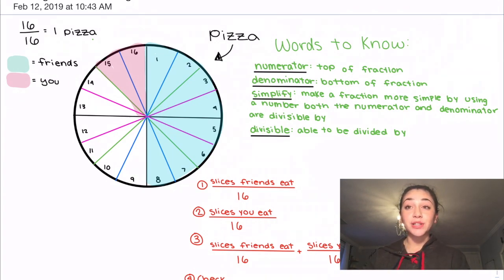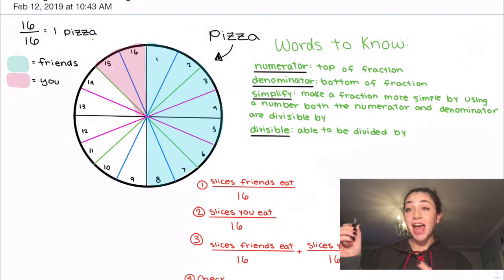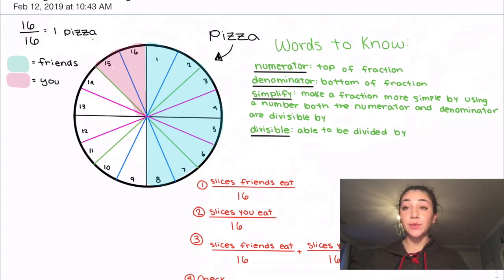So the first thing you're going to want to do is find out how many slices of pizza your friends ate over 16. Then you're going to want to figure out how many slices you ate over 16. So your friends ate 8 out of the 16 slices and you ate 2 out of the 16 slices. Now we're going to add those fractions to see how many slices out of the whole pizza, all of the 16 slices, that we ate.